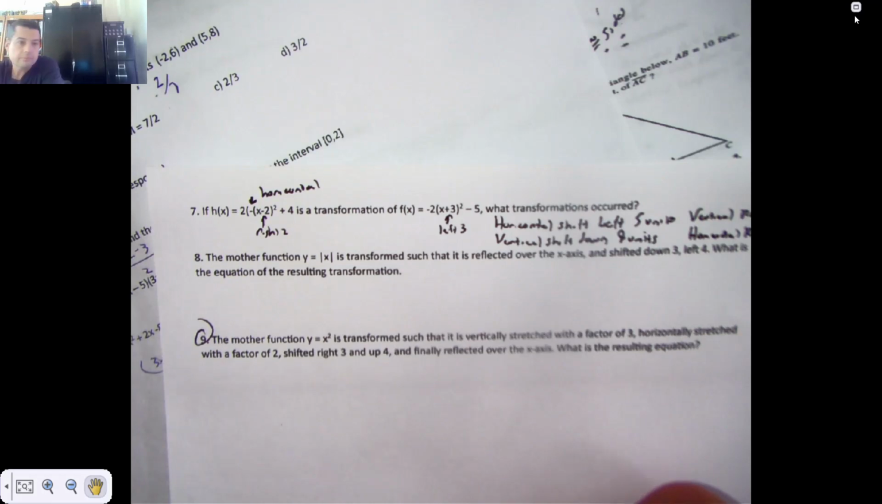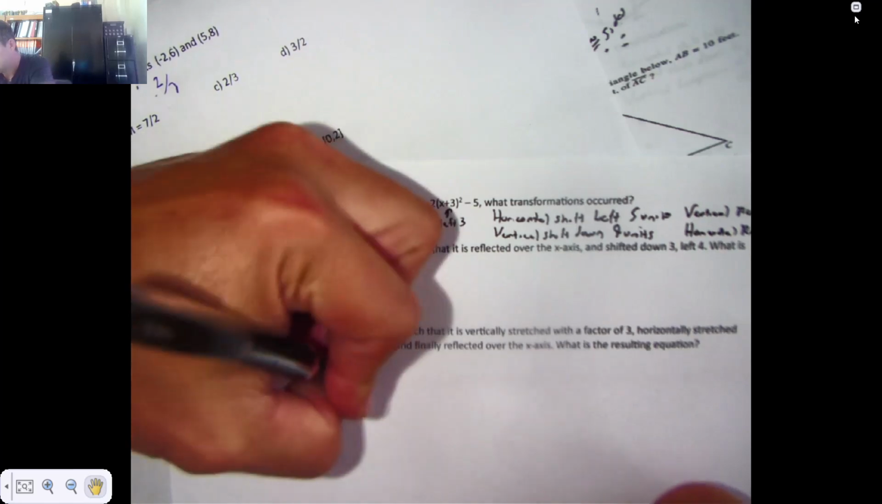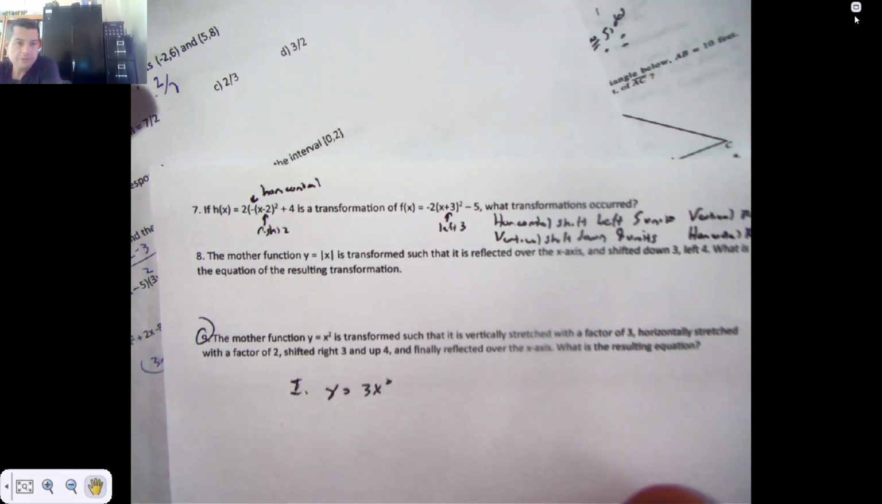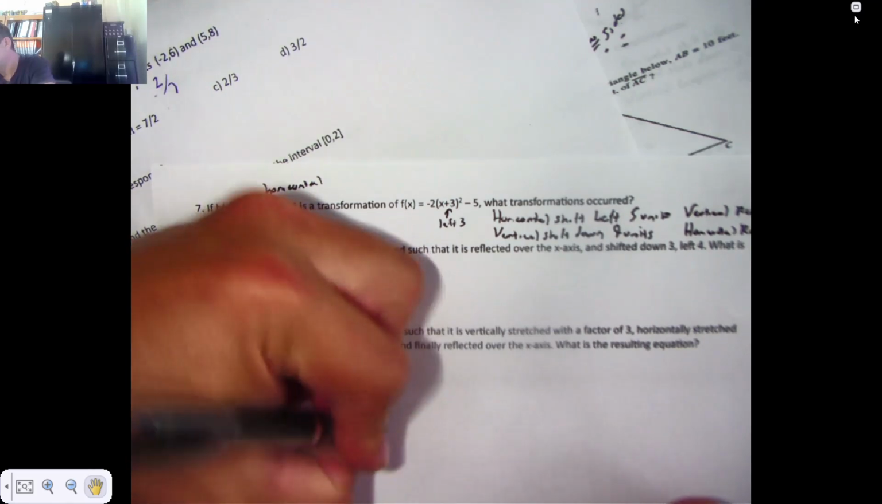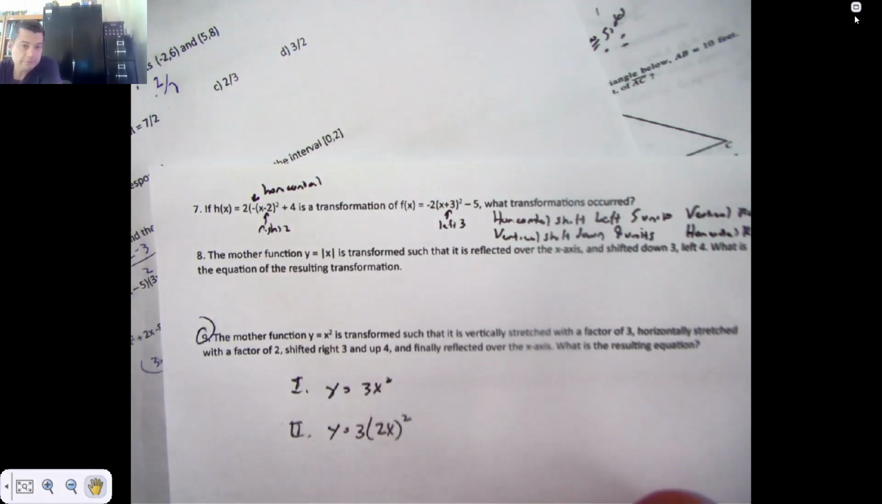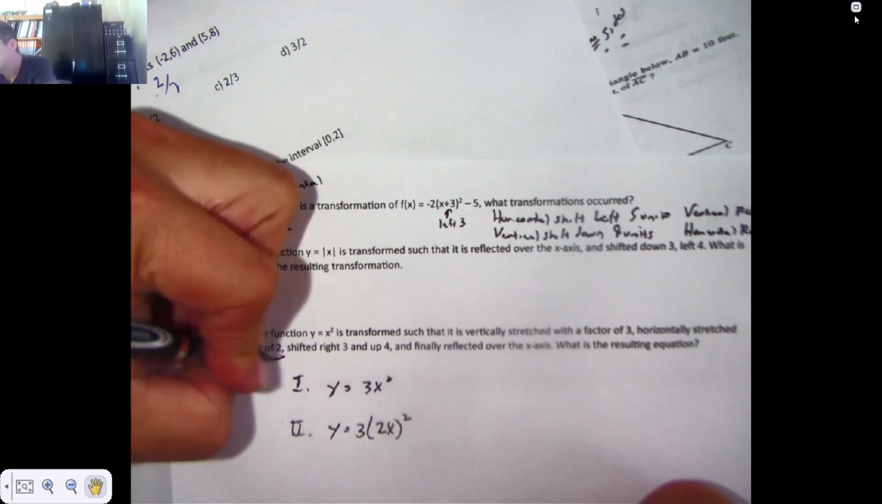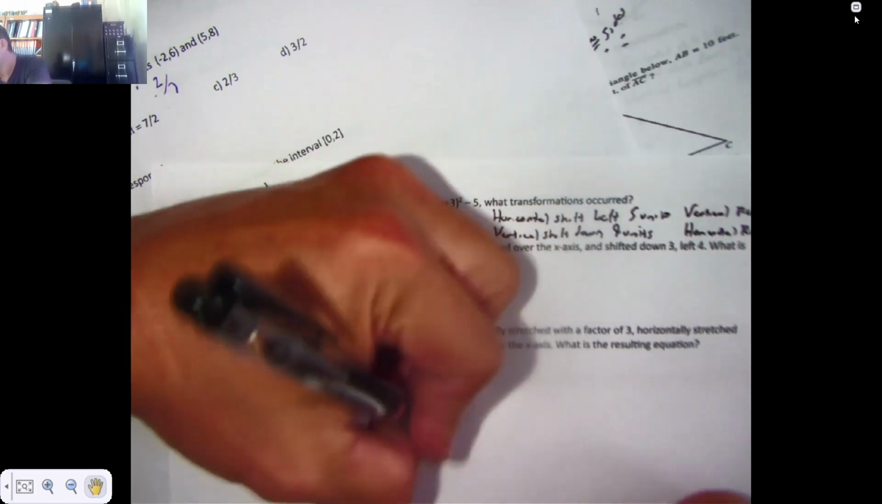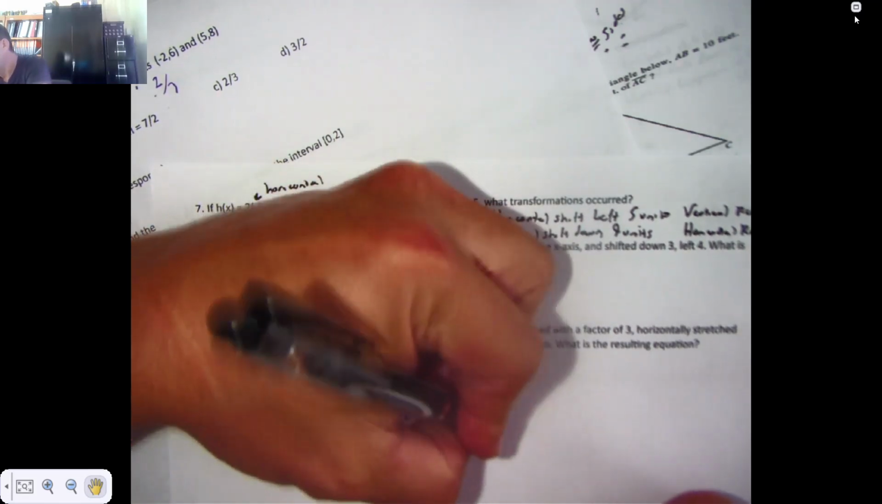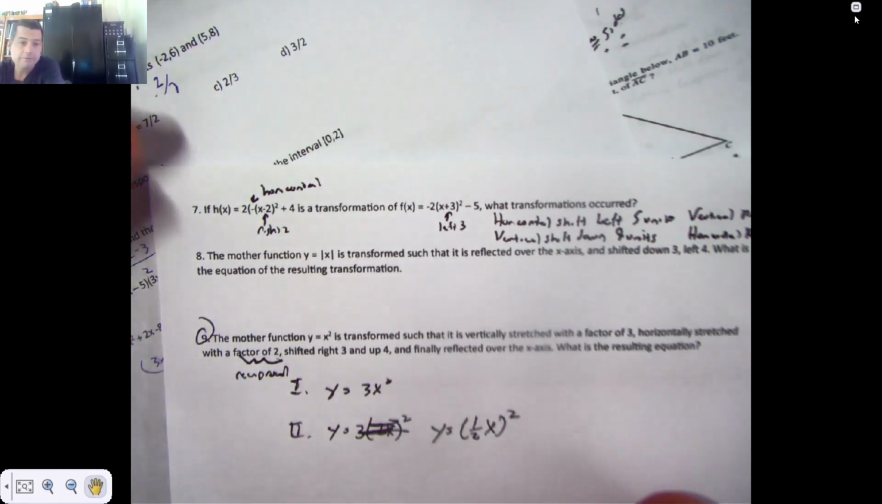Look at 9. The mother function y equals x squared is transformed such that it is vertically stretched with a factor of 3. So if I look at that first bit here, I get y equals 3x squared. Then it is horizontally stretched with a factor of 2. That becomes y equals 3 parentheses 2x all squared. Interesting how that works. And, I screwed up there. Reciprocals. Those are always reciprocals. So it's a half.